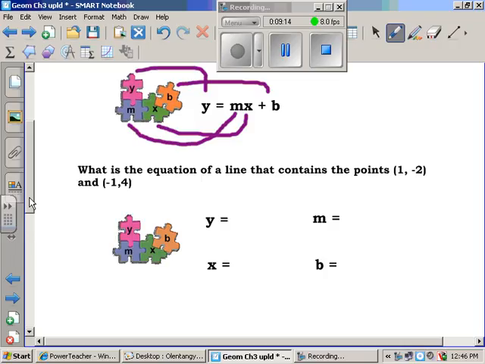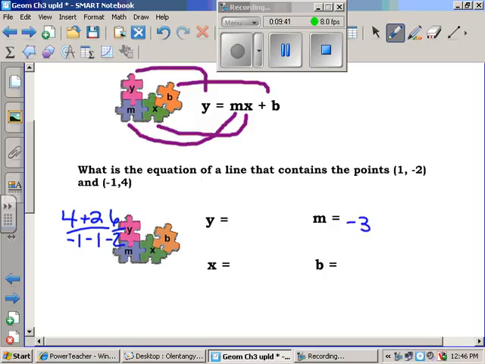Well, how would I find it out? Yeah, somebody give me the numbers. 4 minus -2 over -1 minus 1. 4 plus 2 is 6. -1 minus 1 is -2. 6 divided by -2 is -3. So my slope is -3.